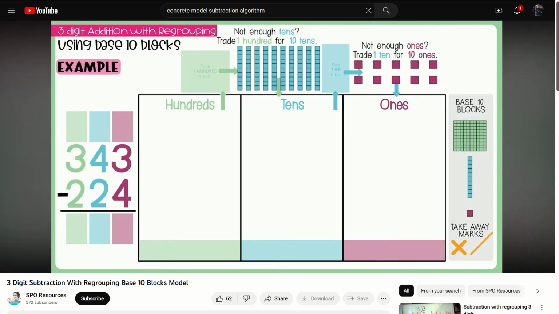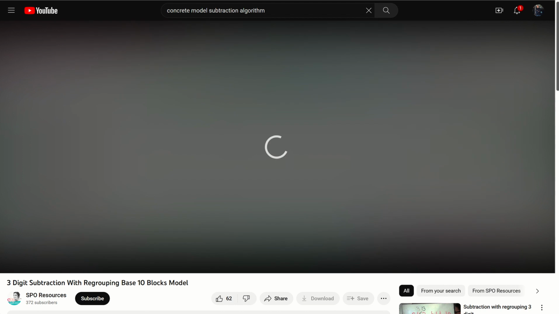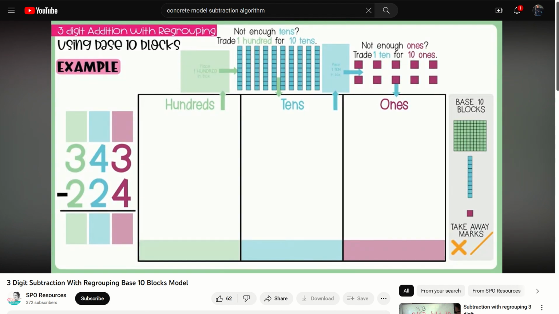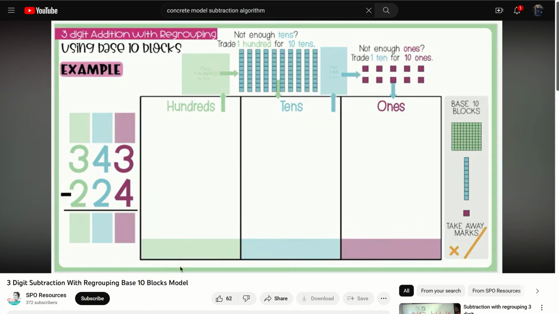Hello, this is Samantha from SPO Resources. And in this video, I will show you how to use base 10 blocks to subtract 3-digit numbers with regrouping. First, let's look at the number we are subtracting. 343 minus 224. I will start by using my base 10 blocks and dragging them onto my place value mat to represent the top number, 343.